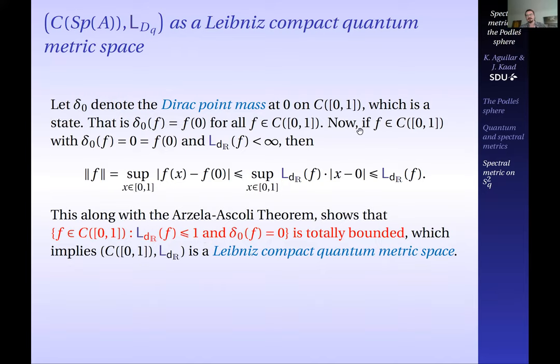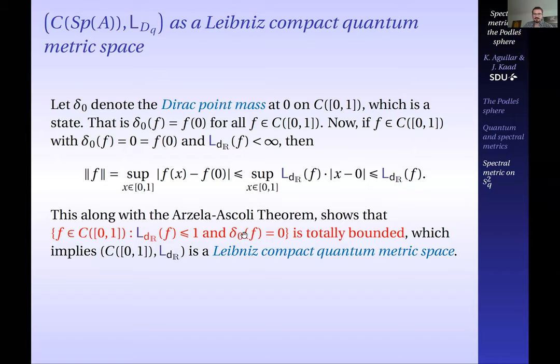So if you take a function that vanishes at 0, then you actually get that the norm is less than or equal to the Lipschitz seminorm. So that's all we needed left, because this set is already equicontinuous by just this condition. So all we need left is the boundedness condition, and it's also already closed. Remember, L_D^R is lower semi-continuous. Well, I guess that'll give us compactness, but this is enough.